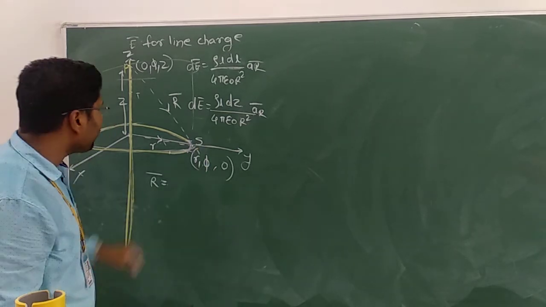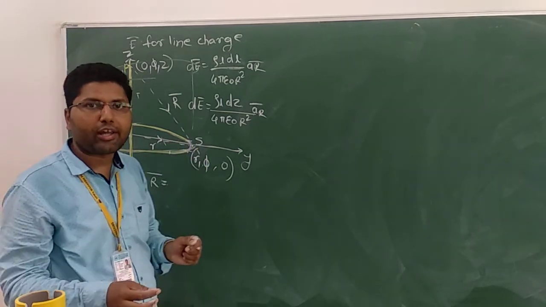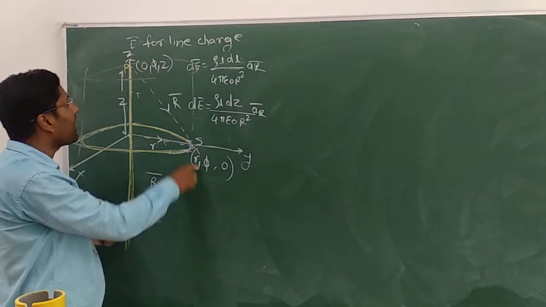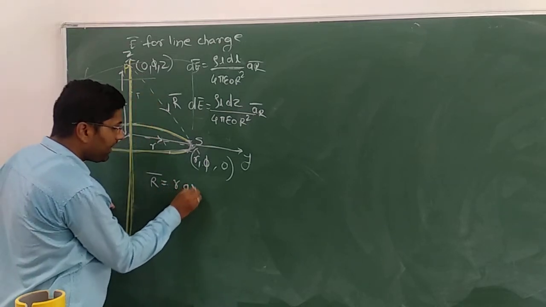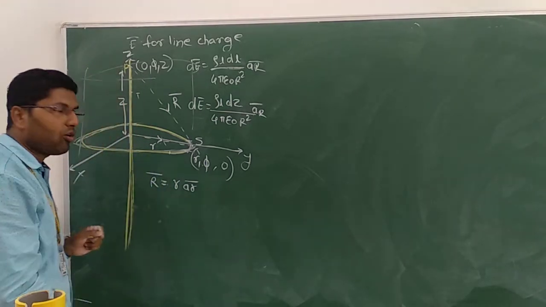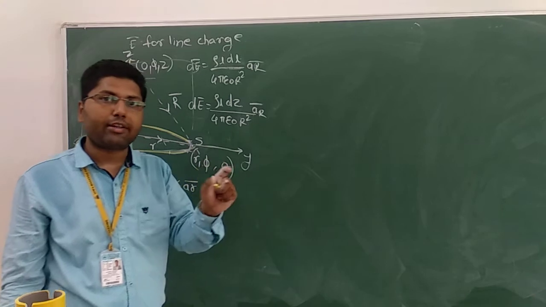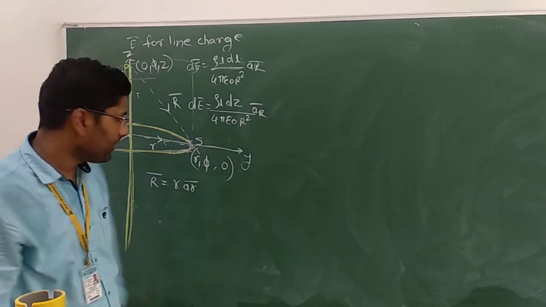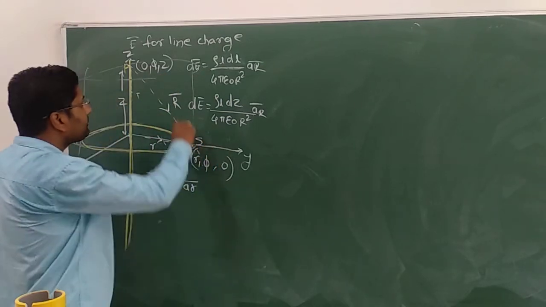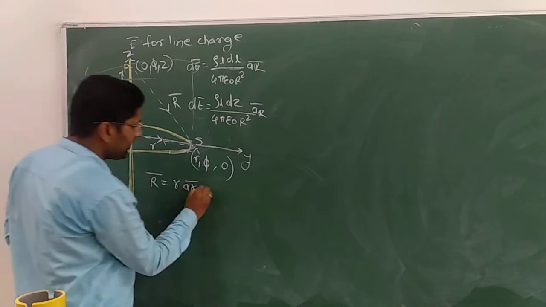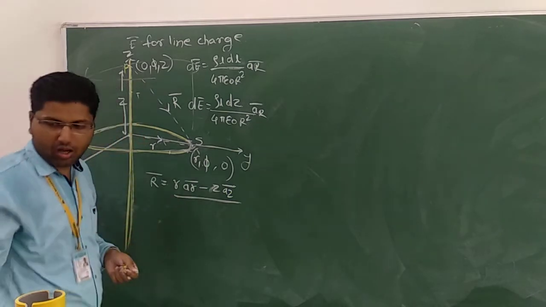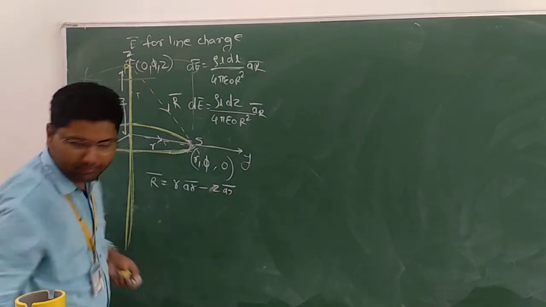So R bar is equal to, now you know how to calculate a vector quantity: final minus initial, that is R minus 0, aR bar. Now use the cylindrical coordinate system, not the Cartesian coordinate system. The cylindrical coordinate system has the coordinates R, phi and z. So R bar is phi minus phi 0, and 0 minus z, az bar. That is R bar. And what about the aR bar?